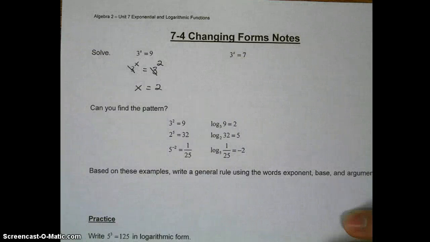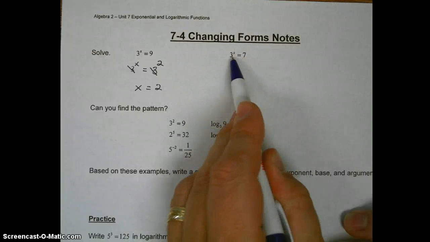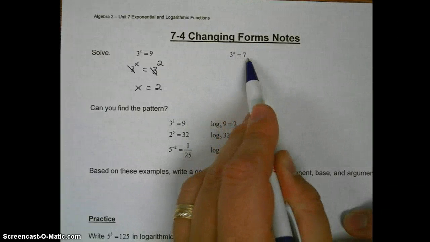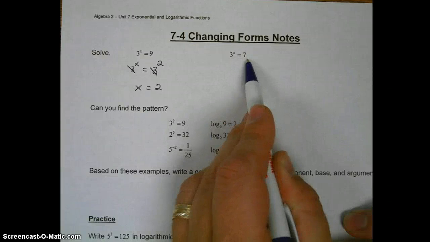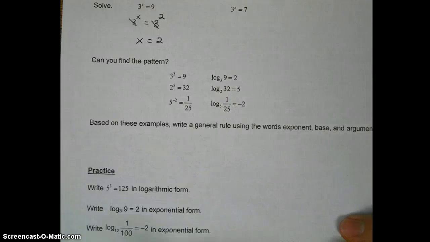But what happens when we can't make the bases the same? Well, then we're kind of stuck. So we're going to have to learn a new way of solving exponentials when the bases cannot be made the same. So we'll come back to that problem.